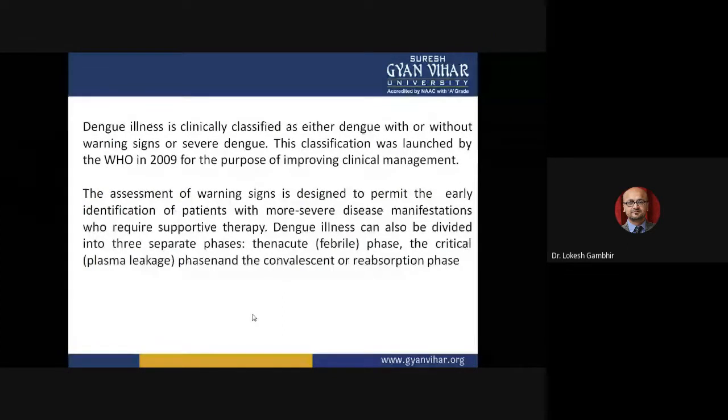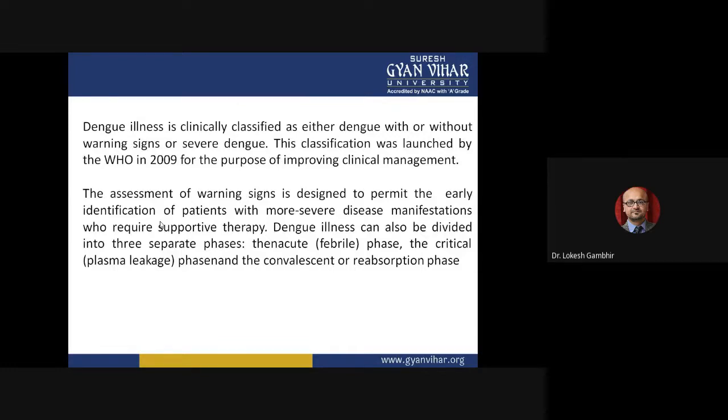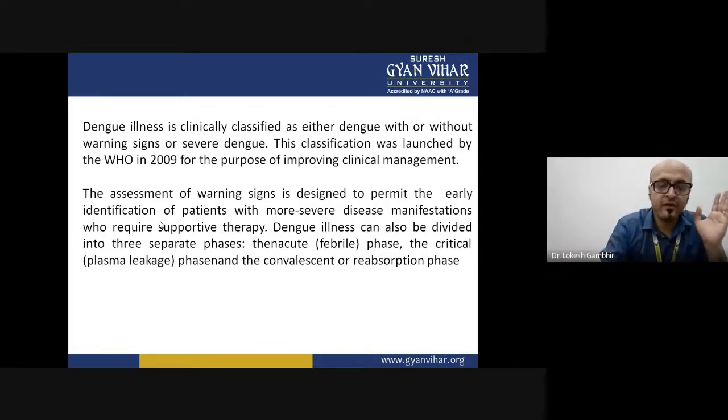So see, when we are talking about dengue illness, in 2009 WHO clearly defined the classification. The classification is for the purpose of improving clinical management, or improving how you treat a disease in clinical settings. So they give you the warning signs. They give you the list of warning signs. What are those warning signs?